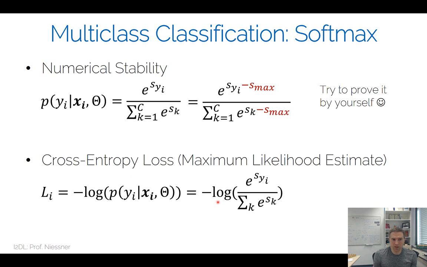So we're getting the negative log of e to the power of s of yi, and then we're dividing this one by the sum over all e to the power of s of k, right? So this is a normalization, and this is the respective softmax of the respective classes. This is the standard loss that everybody is using in practice for multi-class classification problems, so this is quite an important function you need to have a look at.